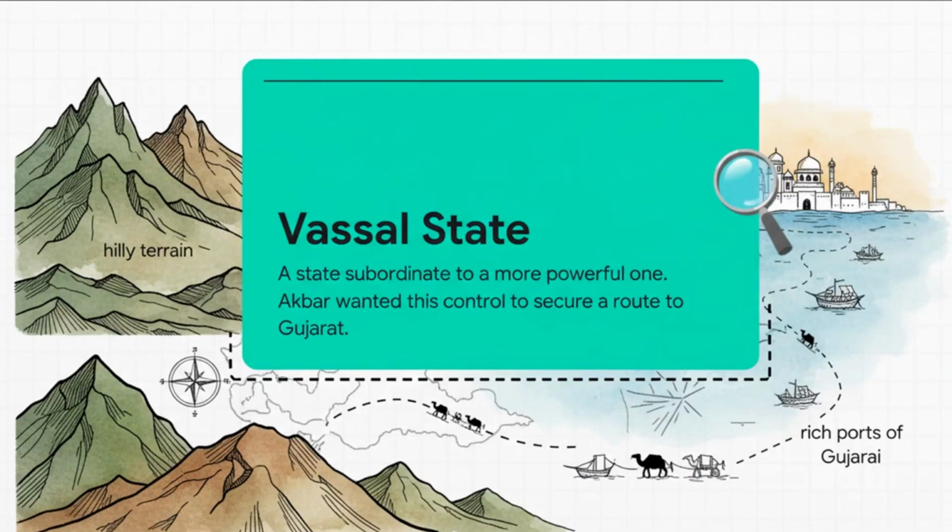So what did Akbar want? He wanted Mewar to become what's called a vassal state, basically to accept him as their overlord. But this wasn't just about pride or conquest. It was pure strategy. You see, Mewar's hilly territory was a critical land route to the super-wealthy ports of Gujarat, and Akbar needed to lock down his trade routes.